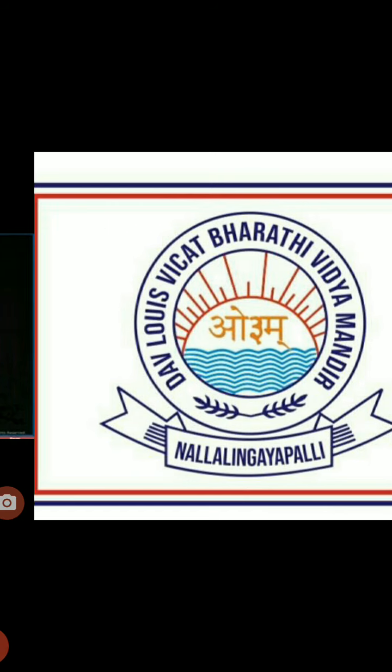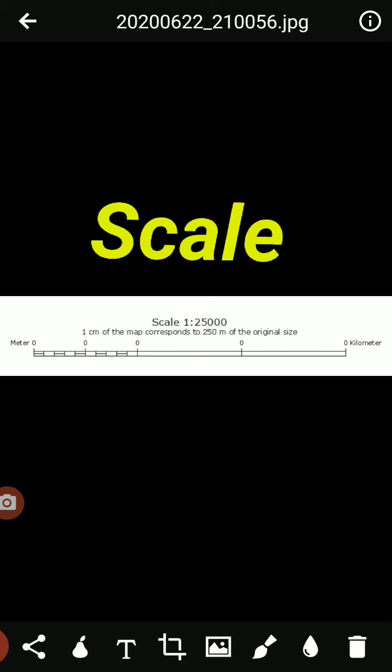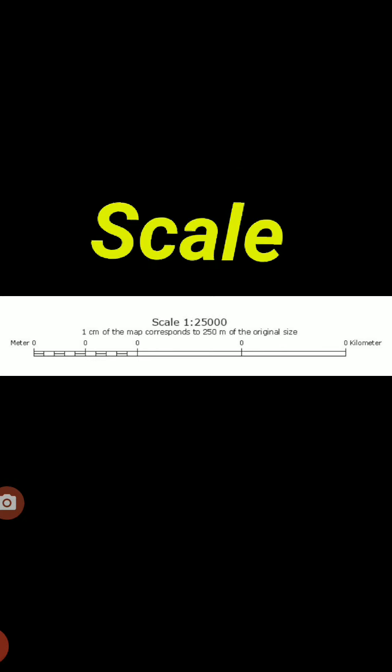Yes, the first chapter, reading and making maps. In this chapter, we have learned about maps, types of maps, sketch maps, and the directions. Now, let us go with the topic scale. It is also one of the important elements in the map. Yes, see, scale. This scale we find in every map at the corner of every map.